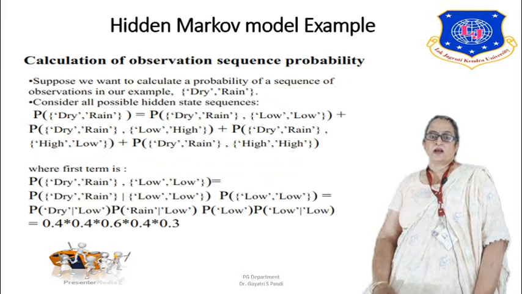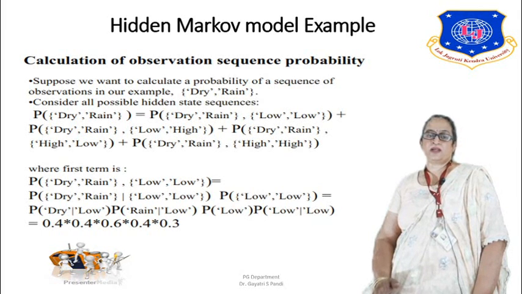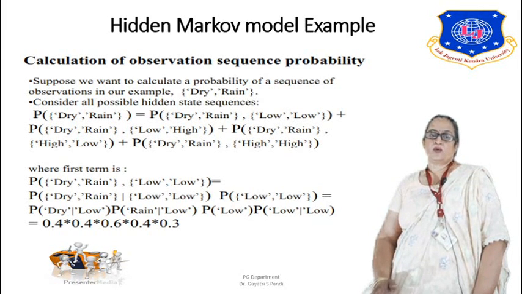So here the calculation of the observation sequence probability is defined. Suppose we want to calculate the probability of a sequence of observations in our example, that is dry, rain. And you have to consider all the hidden state sequences. So here probability of dry, rain is defined with probability of dry, rain, low, low, and similarly for all the possibilities of low, high, high, low, and high, high.